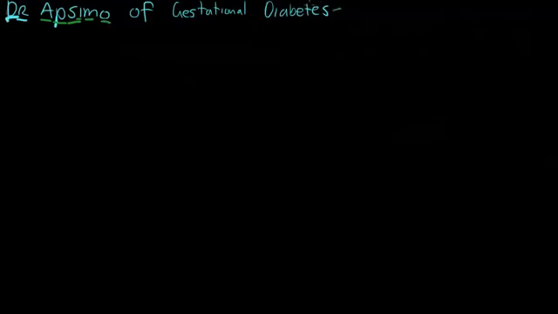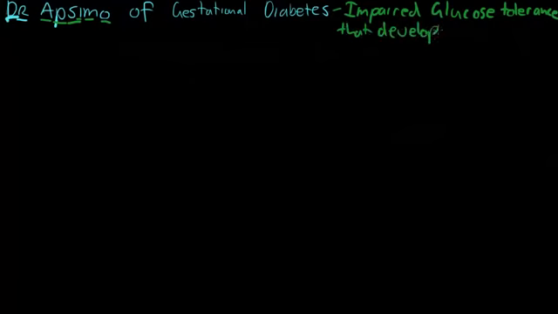So starting off, what's my definition of gestational diabetes? It is impaired glucose tolerance that develops during pregnancy.